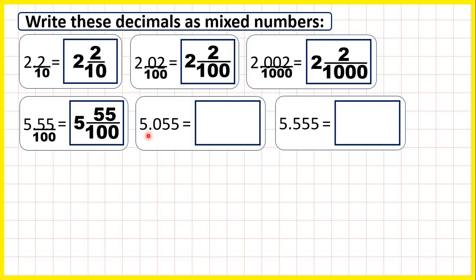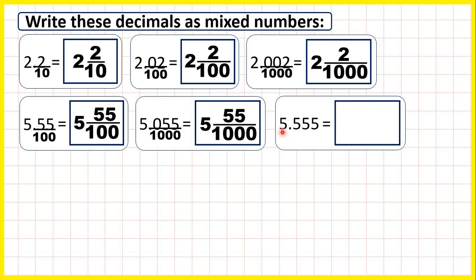Now 5.055. This time we have 3 digits after the decimal point, and because the third digit is the thousandths digit, we can draw a line across from the decimal point and write a denominator of 1,000. So 5.055 is 5 and 55 thousandths as a mixed number. Again, we don't need to write 055 thousandths because zeros at the start of numerators don't change the fraction.